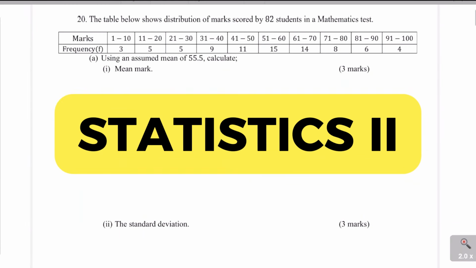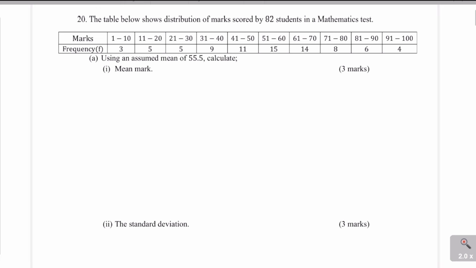Question 20 is a question on statistics. The table below shows a distribution of marks scored by 82 students in a mathematics test. So you have the marks and you have the frequency. Part A, using an assumed mean of 55.5, calculate the mean mark, 3 marks.